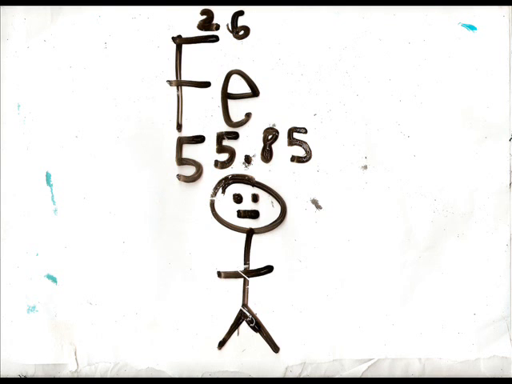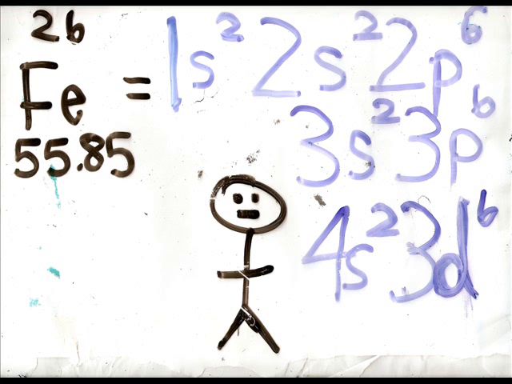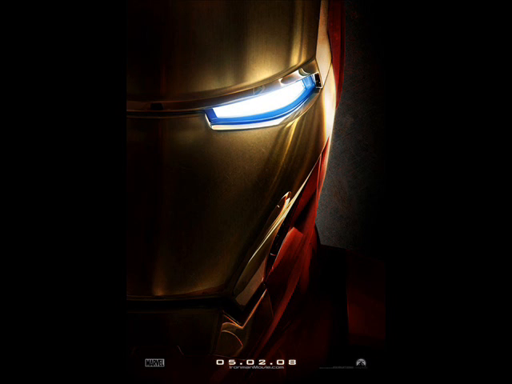Next is iron. This enters the D block. Iron is 1s2, 2s2, 2p6, 3s2, 3p6, 4s2, 3d6. Wow, my voice. It's only at 3d, so it all balances out in the end. Hard to explain, but you'll understand when you need it.